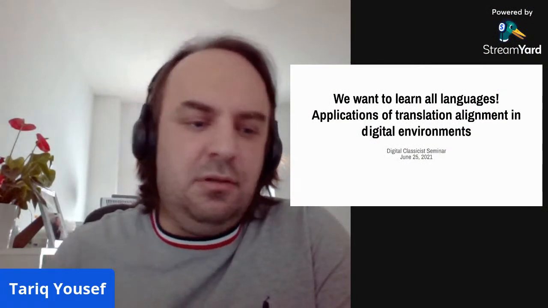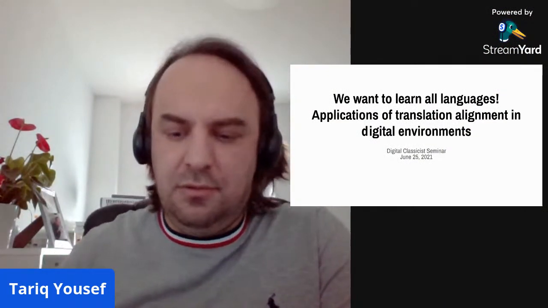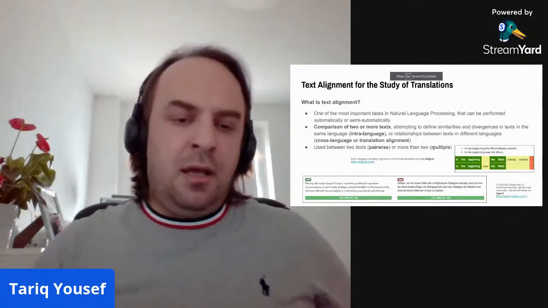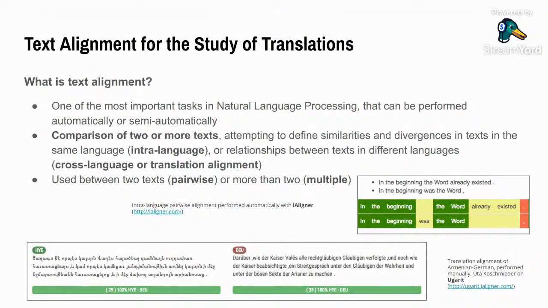Today we are going to present our recent work on translation alignment. So before we start, let's introduce what text alignment is. In general, text alignment is a comparison between two texts to find positions of similarities and differences between them. If the texts are in the same language, then we call the process intra-language alignment, which has multiple applications such as text reuse detection, correlation, plagiarism detection. Or if the texts are in different languages, then we call it cross-language alignment or translation alignment.